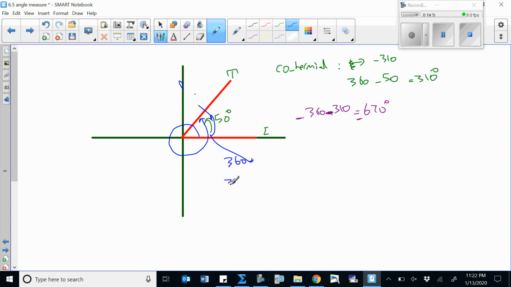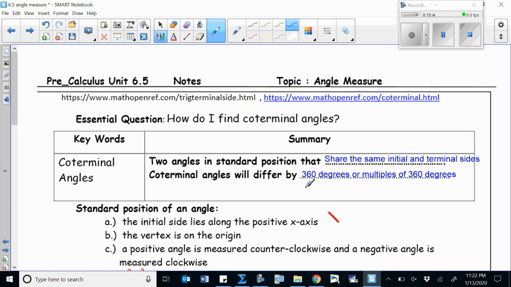I went 360 plus a 50 here, which will be 410. So as you see, right now I found 1, 2, 3 coterminal angles. I could make hundreds of them by just making more circles here, going around this circle several times. That gives me another coterminal. So as you notice, I'm just having different coterminal angles by going around for different numbers of times, either this way or this way. That means the coterminal angles differ by 360s or multiples of 360 degrees.